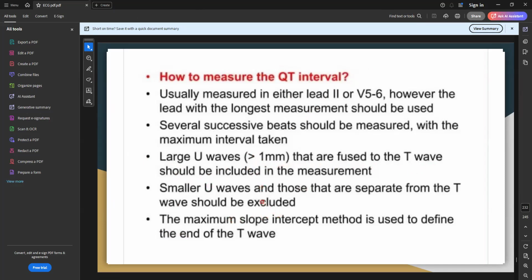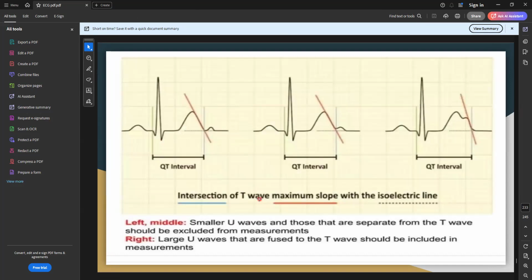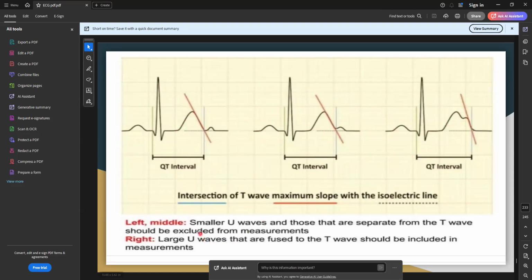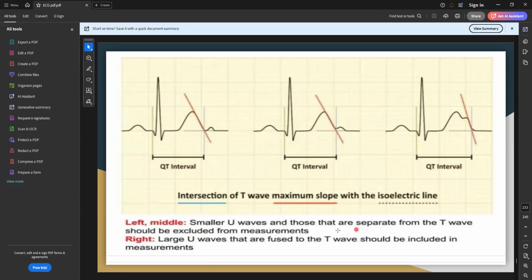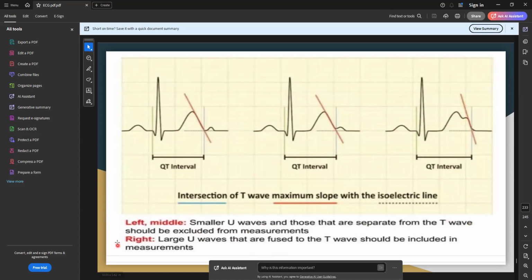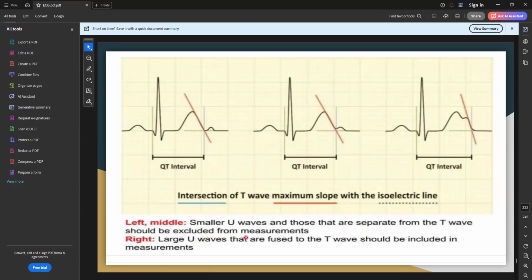I'll be showing you in the next slide how you have to measure the QT interval. See, this is the QT interval, with different types of T waves. Here it is normal, here it is biphasic. Smaller U waves that are separate from the T wave should be excluded from the measurements. If there are very small T wave changes, you can exclude them.